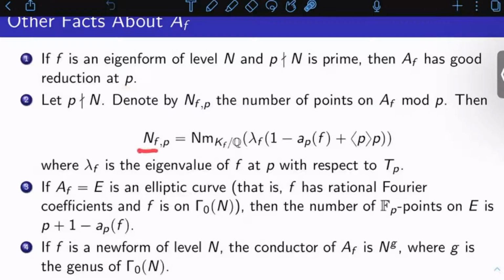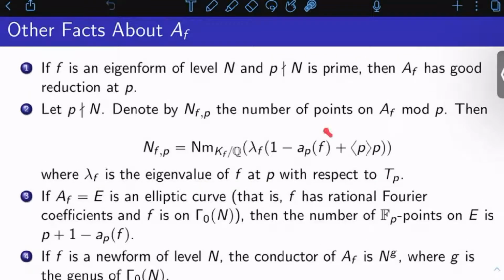Then N_{F,p} turns out to be the field norm associated to the field extension K_F over Q of the element lambda of F times 1 minus a_p(F) plus diamond of p times p, where lambda of F is the eigenvalue of F at p with respect to the Hecke operator T_p. Okay. And a_p(F) is the p-th Fourier coefficient of F, of course.